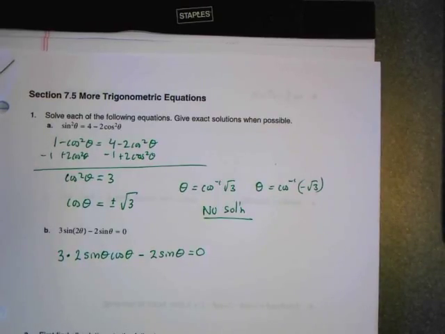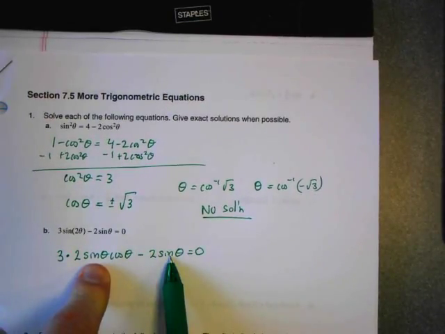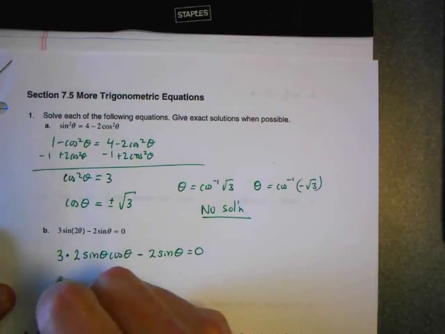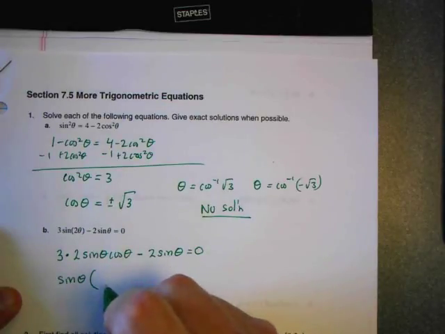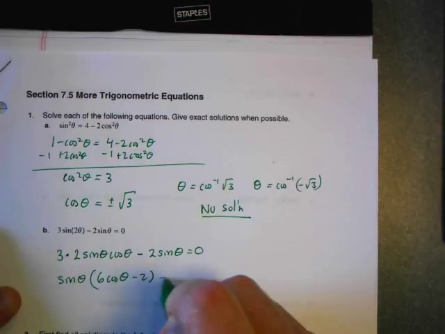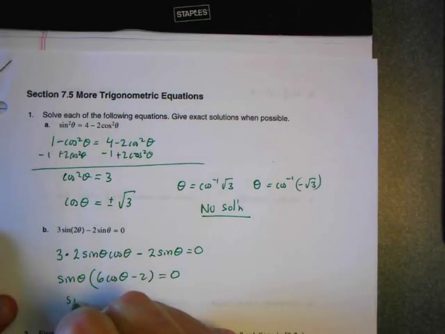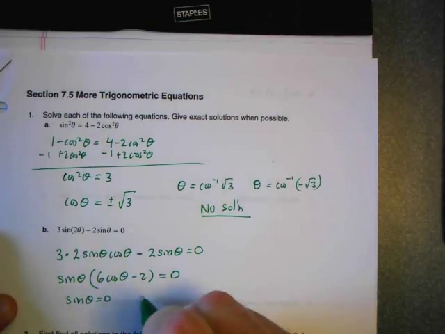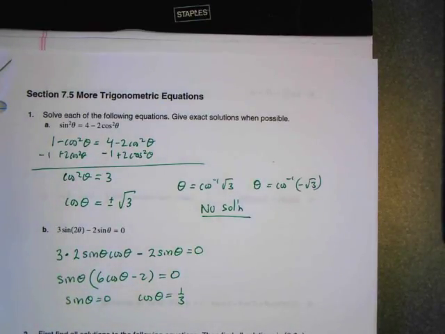I can factor out a sine. So I have a sine here and a sine there. Sine is common. So I'm going to factor a sine out. Sine theta times, left over would be 6 cosine theta minus 2 equals 0. That's going to give me sine theta equals 0. This one's going to give me cosine theta is 1/3, because I would add the 2 and divide by the 6.